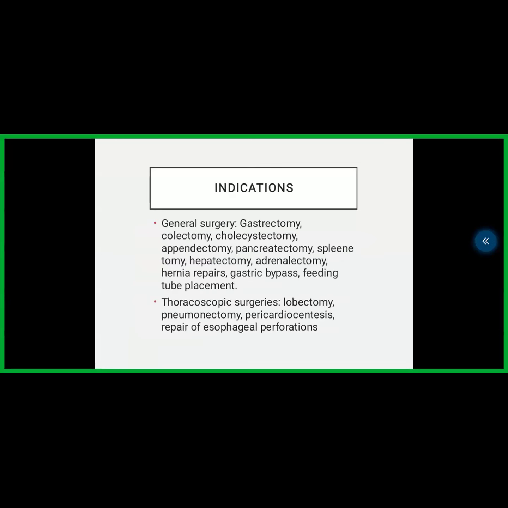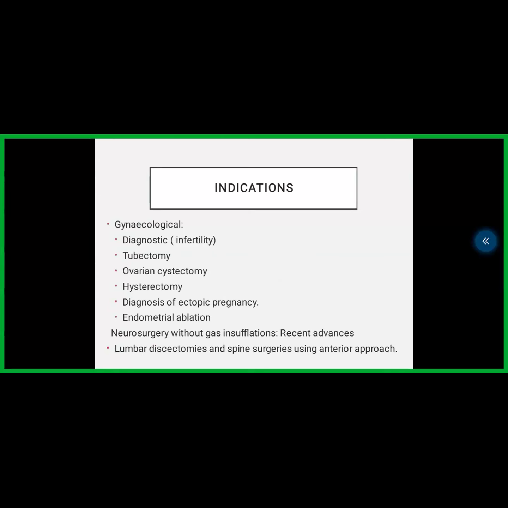The indications of laparoscopy, we'll be looking at it in the various subspecialties that use laparoscopic surgeries. For general surgery, the procedures that are amenable to laparoscopic surgery are gastrectomy, colectomy, cholecystectomy, appendectomy, hepatectomy, to name only but a few. Then thoracoscopic procedures like lobectomy, pneumonectomy could be done under laparoscopic surgery. Then for gynecological procedures, such as diagnostic procedures like laparoscopy and dye test, which is a gold standard for tubal patency, it can be done laparoscopically.